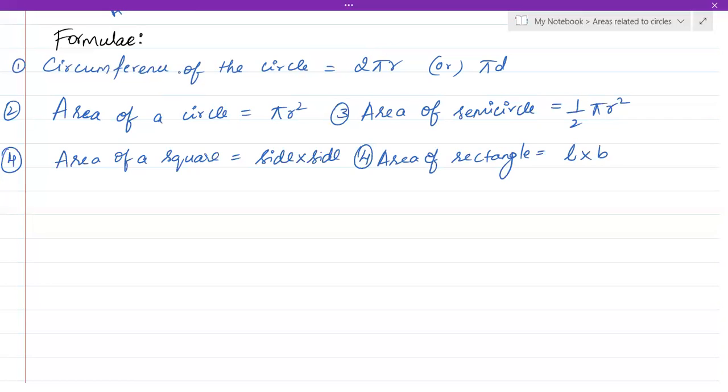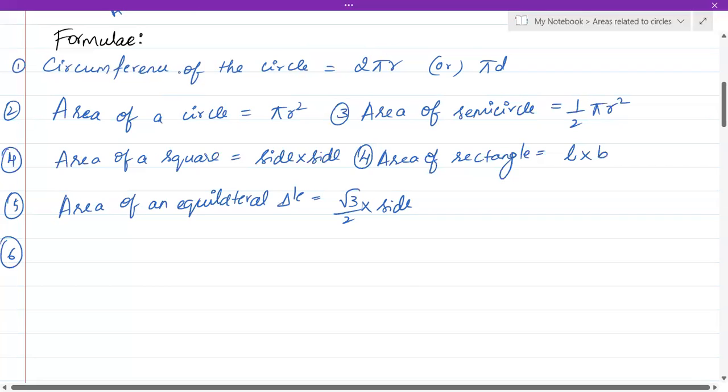The fifth one is the area of an equilateral triangle. We will be needing all this. What is an equilateral triangle? It is a triangle in which all three sides are equal. The area of an equilateral triangle is equal to root 3 by 2 into side. Very, very important. We'll be using this formula in many cases. So coming to the next one, the sixth formula.